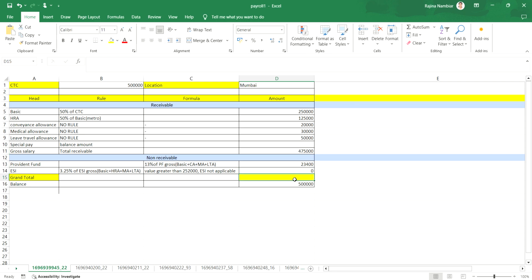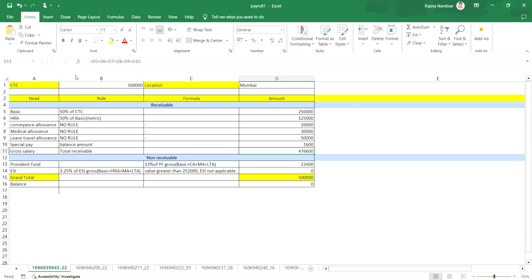So your total will be your gross salary plus your provident fund, because you're not availing yourself. So this is your salary, and the rest, 1,600, will be your special pay. I hope that makes a CTC structure.